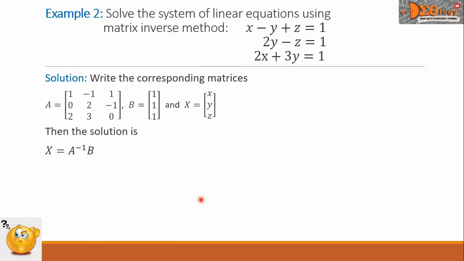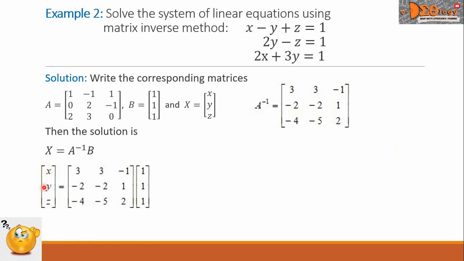Now, going back to our problem 2, when we solve the inverse of this matrix, we will get this resulting matrix. And then, let us substitute the corresponding matrix in our equation here. Matrix X, which is x, y, z, equals the inverse of A, which is this matrix, and we copy it here, then multiplied by matrix B, and we write it here.